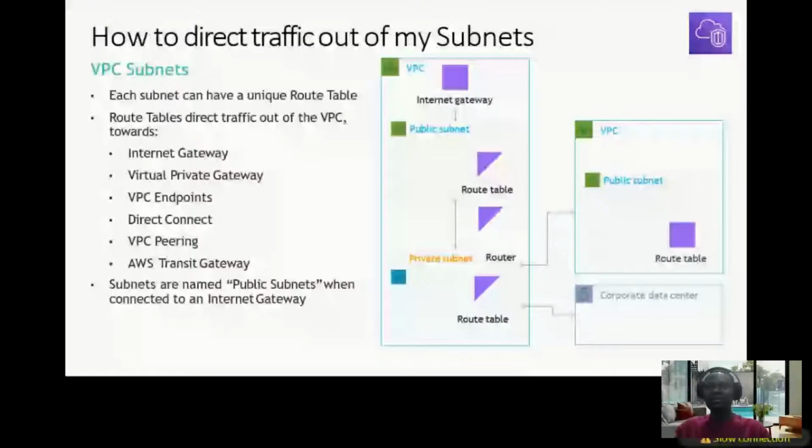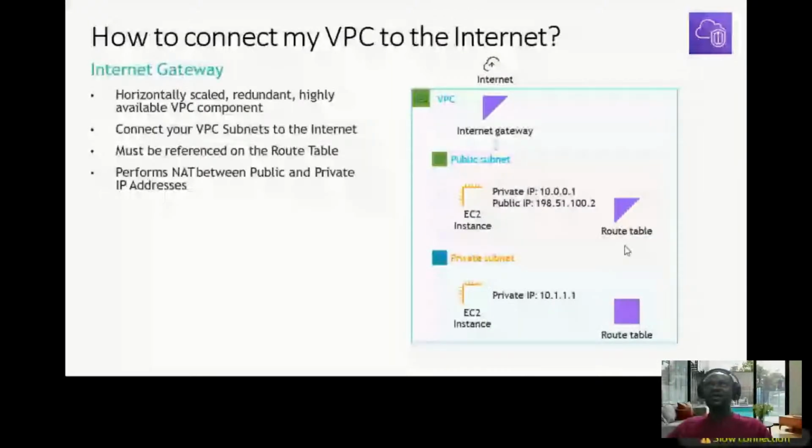So how do we connect my VPC to the internet? That's where the internet gateway comes in. I talked about it before. The internet gateway is a horizontally scaled, highly available VPC component that connects your VPC to the internet. It connects your VPC subnet to the internet through the route table. Then from the diagram, you have the private IP address.